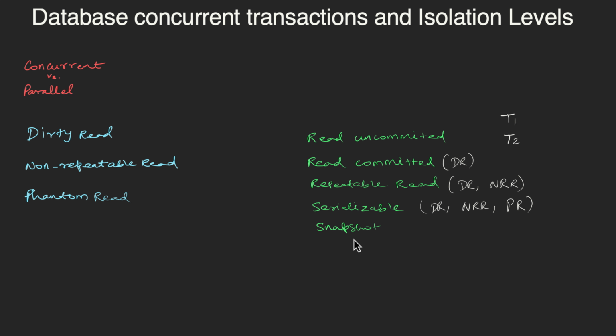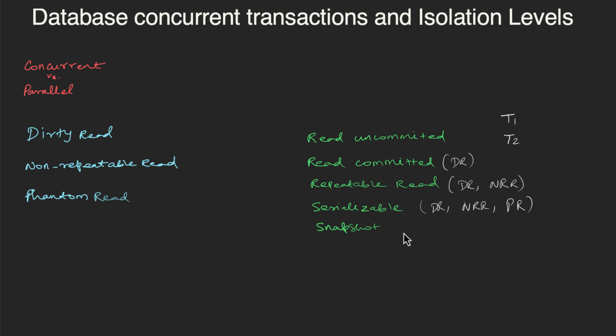The last one is called snapshot. Snapshot is very similar to serializable, but the difference is it allows you to run multiple transactions concurrently without using any sort of locks, by creating a snapshot of the data for each of the transactions. So let's say, for example, transactions 1 and 2 are starting around the same time, then both transactions will get their own snapshot of the database, and each of these transactions will use their own snapshot without any locking.